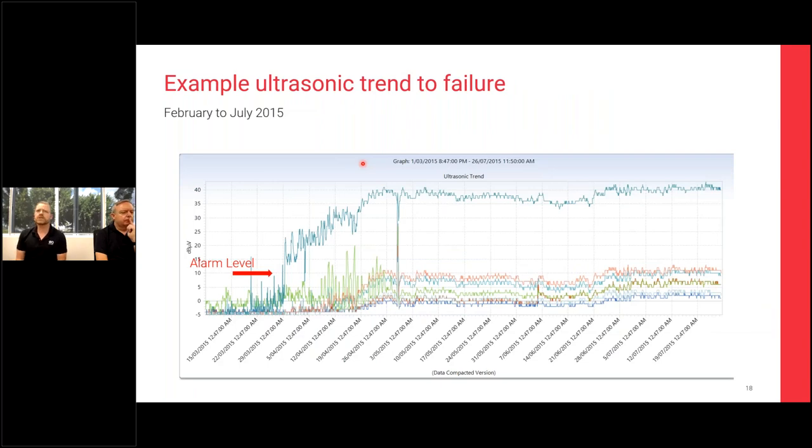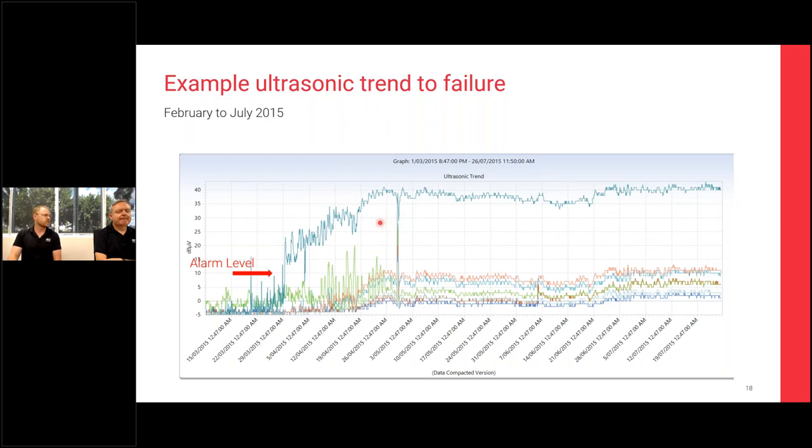Now, trending ultrasonic activity in terms of its amplitude does not always work the way you think it would work. It doesn't keep going up and up in amplitude until the point where you cause a high voltage explosion and the asset fails. It doesn't always work like that. Sometimes we have seen amplitude go up and up and get worse and worse. But here is an example of where we monitored an asset.